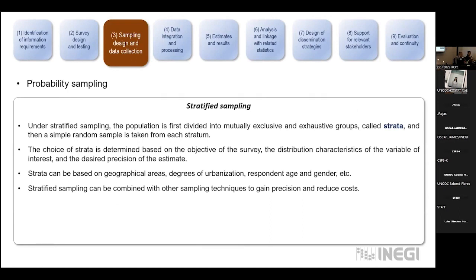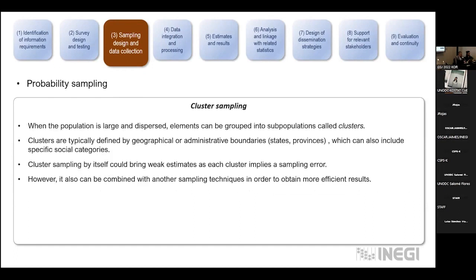And then comes stratified sampling, where the population is divided into mutually exclusive and exhaustive groups, the strata, and then a simple random sample is taken from these strata. In the case of Inegi, we construct these strata from the characteristics of the dwellings. There we have a set of groups depending on whether the dwelling has some kind of floor, the quantity of rooms, whether they are in rural or urban areas, and the number of inhabitants, and there are so many characteristics that are considered to construct this kind of strata. So again, it can be combined with other sampling techniques to gain precision and reduce the cost of the project.